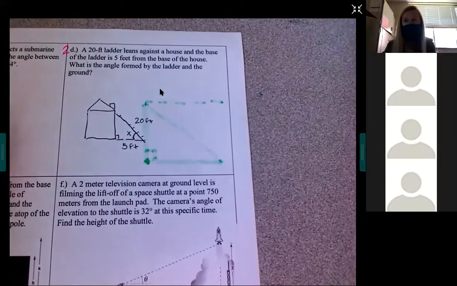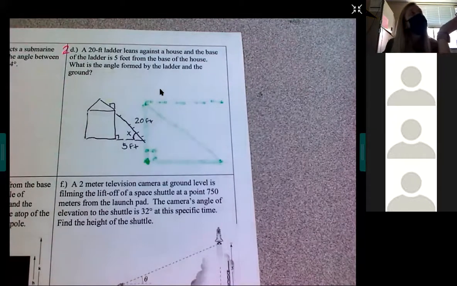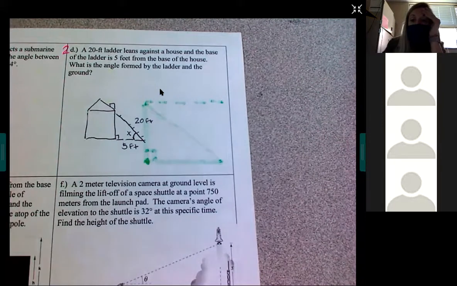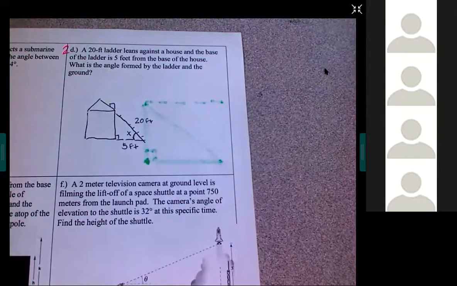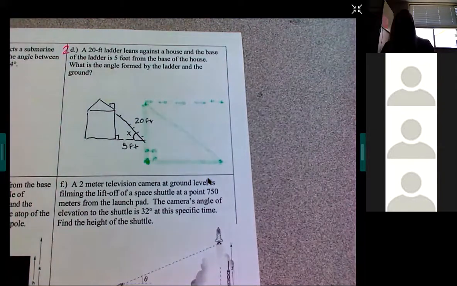People at home, are y'all okay with the picture we drew? Basically if it says the angle between the base of the ladder and the ground, that is the angle of elevation. BD, are y'all good with the picture? Chris? Yeah. All right.